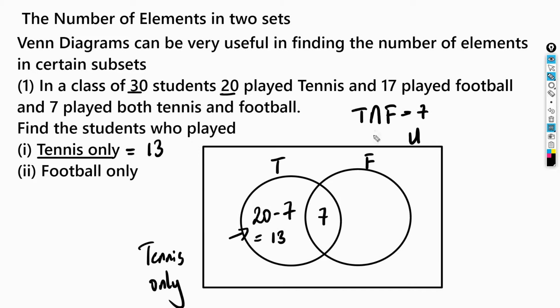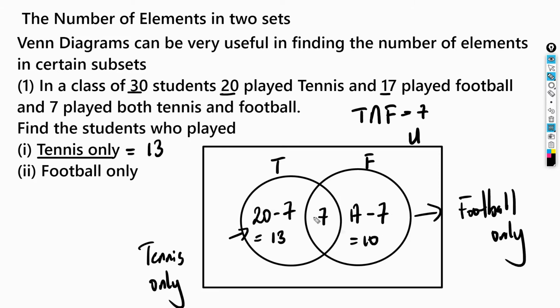And for football, it's the same thing. If 17 students play football and 7 played both tennis and football, then the amount that played football only would be equal to 17 minus 7, which is 10. So there are 10 players who play football only.